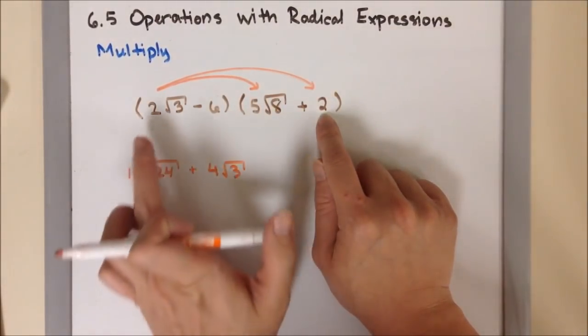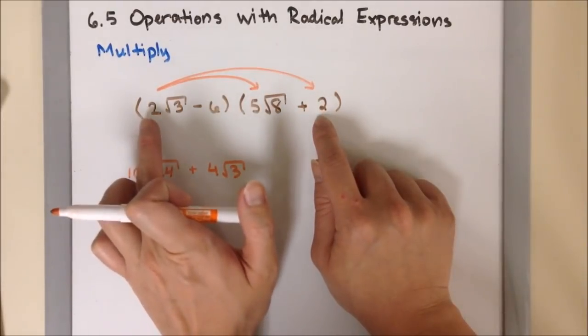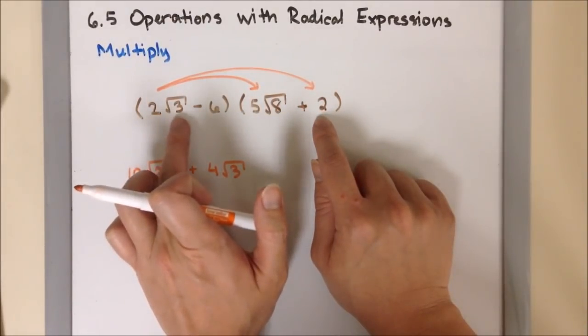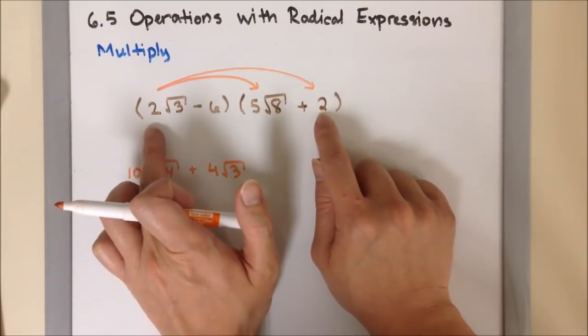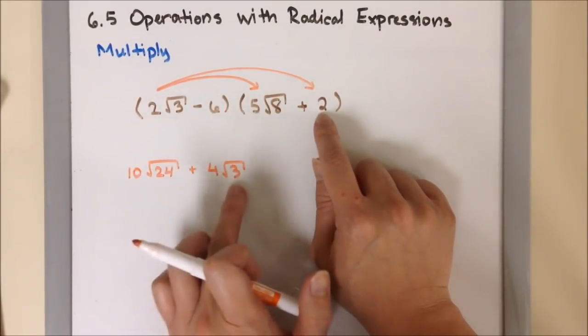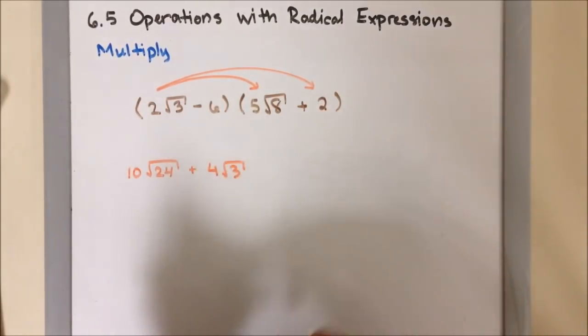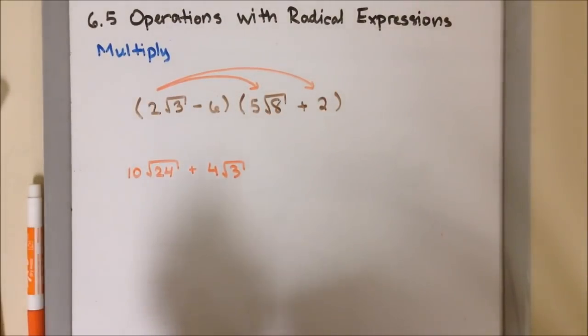So again, all I did was multiply the outside number of the square root of 3 to this 2, and I got 4, and I kept my radical. Now I'm going to do the second half of FOIL.